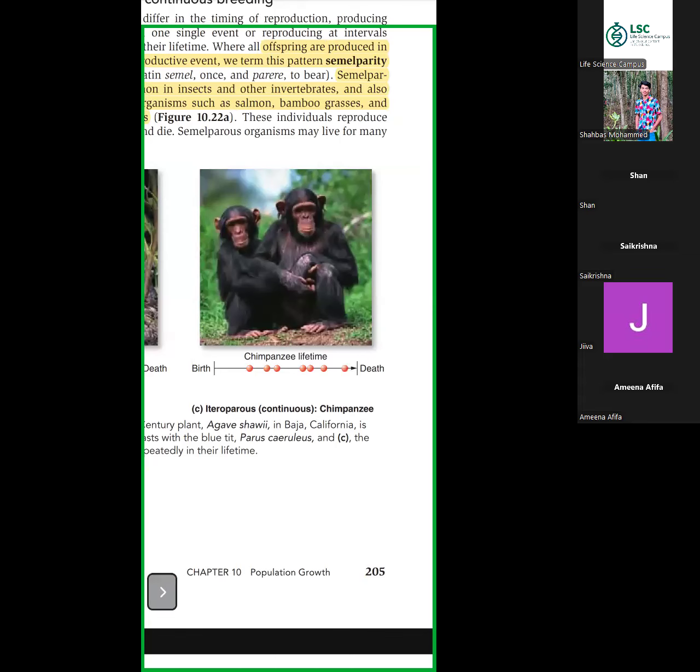Is it clear? Clear, miss. And these growth exhibit J-shaped curves. Both of them result in J-shaped curves.